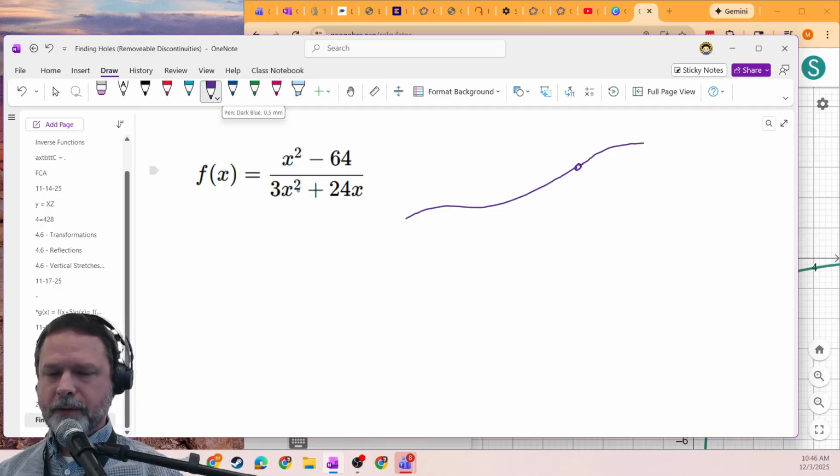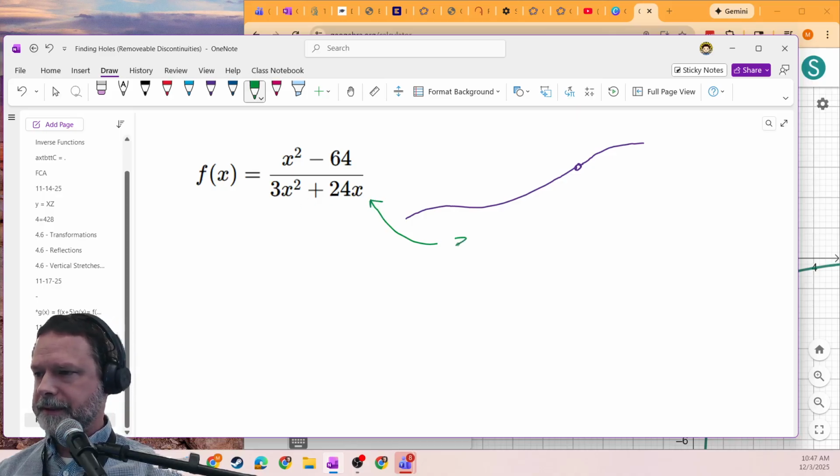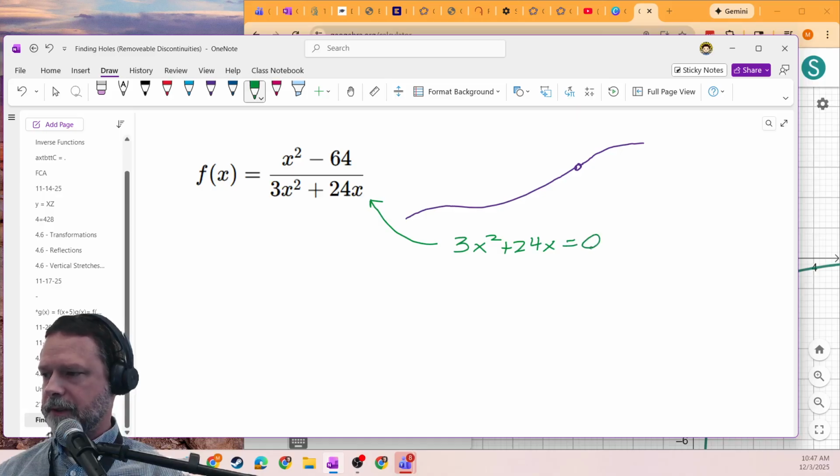And normally what you do is, where are my vertical asymptotes? Well, vertical asymptotes are where my denominator is 0. So we'd say, okay, let 3x squared plus 24x equal 0, and we'll solve it. Let's find those vertical asymptotes.